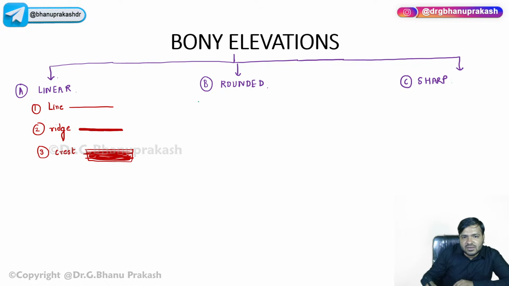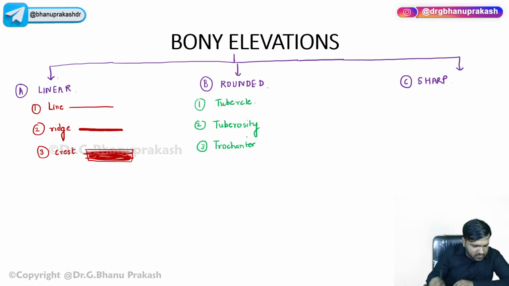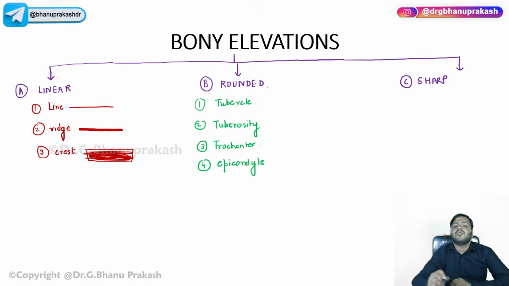In the rounded type there can be four things. The very first one is the tubercle. Then we have the tuberosity. The third one is the trochanter. And the fourth one is the epicondyle. When I say rounded, it clearly means that the tubercle, tuberosity, trochanter, and epicondyle will all be rounded in shape.